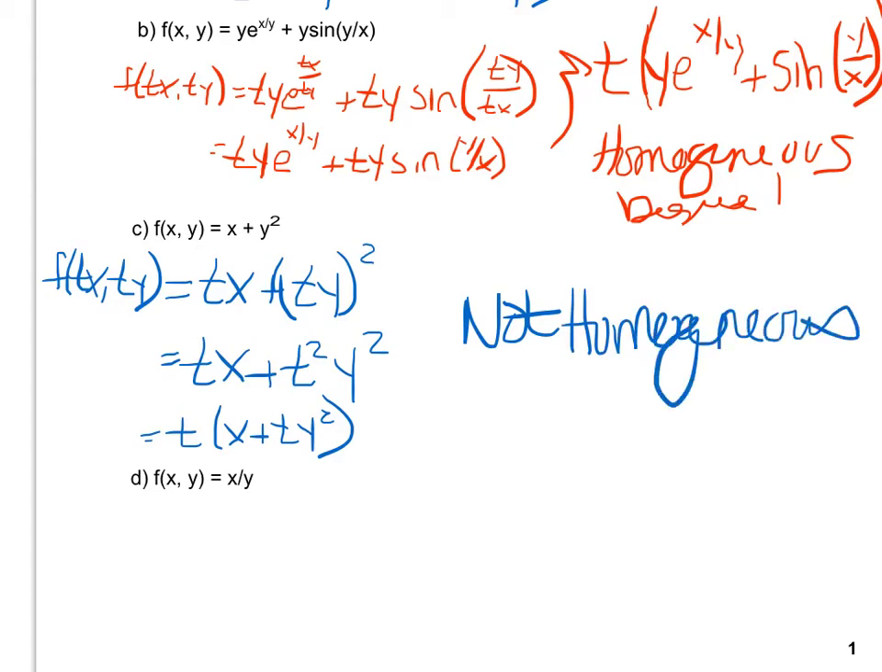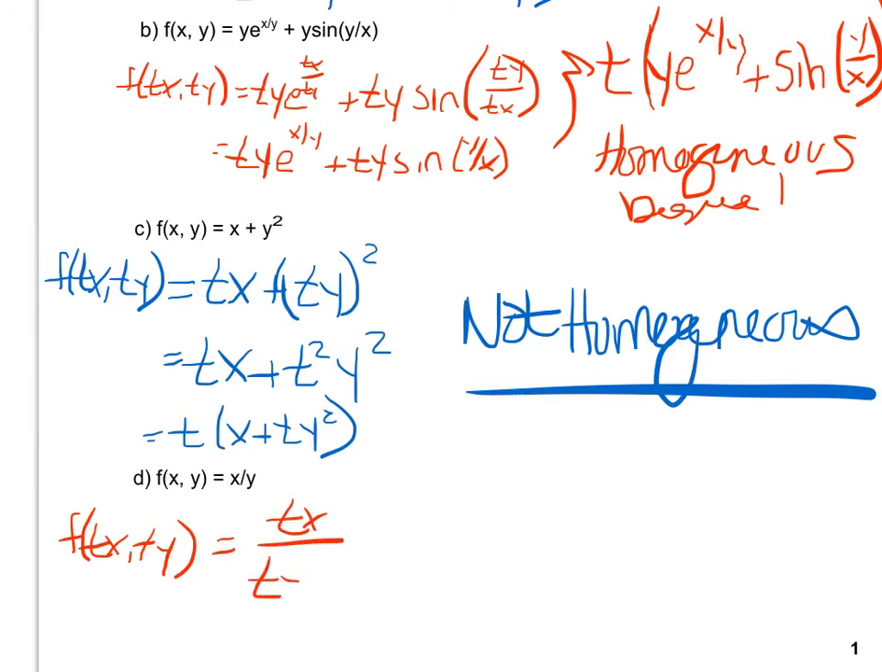about the degree. And looking at the final example on this, there's one other thing I want to point out. I have f of x, y equals x over y. So what is f of tx, ty? Well, it is tx over ty, which reduces to x over y.